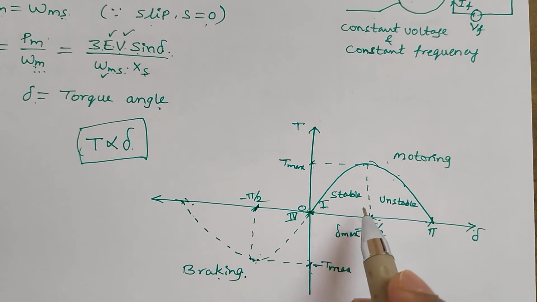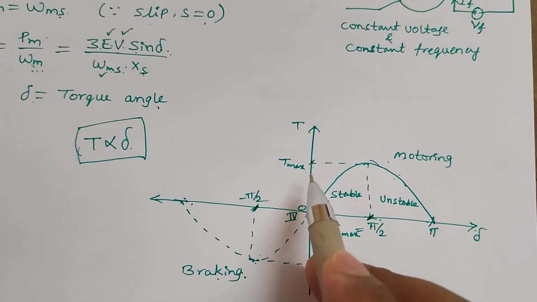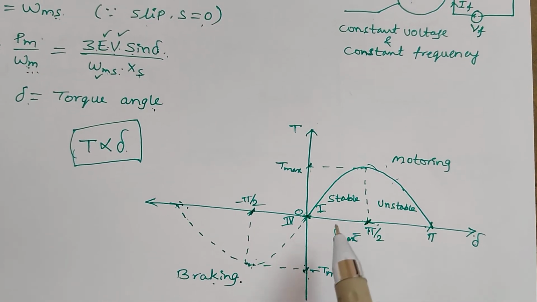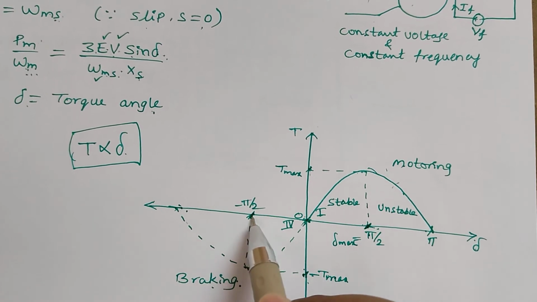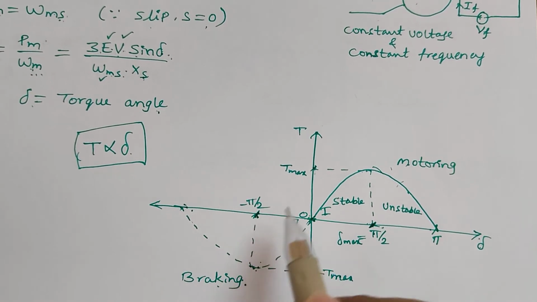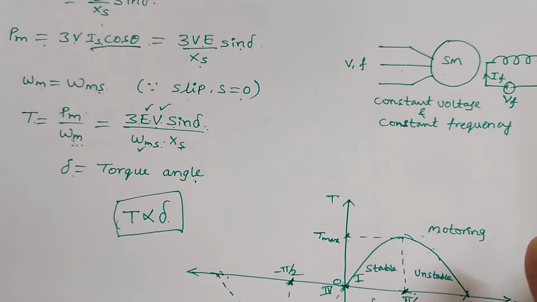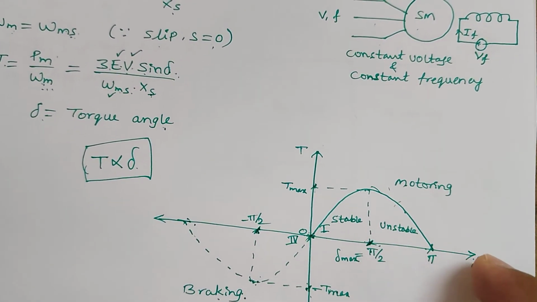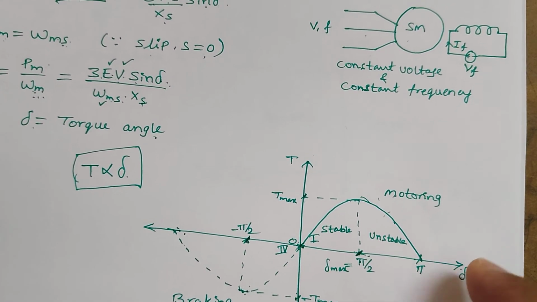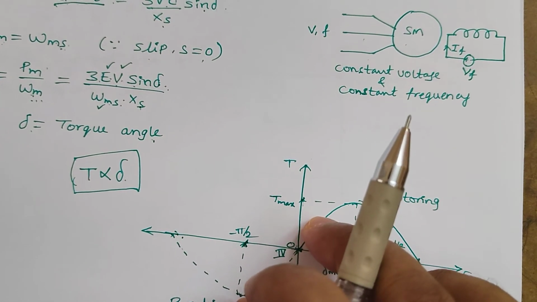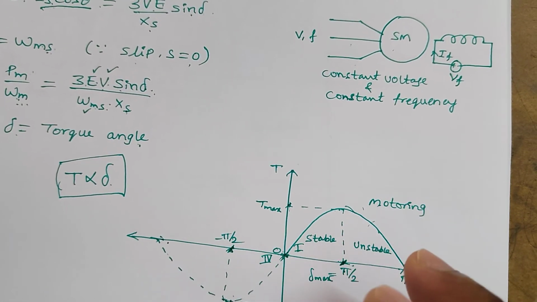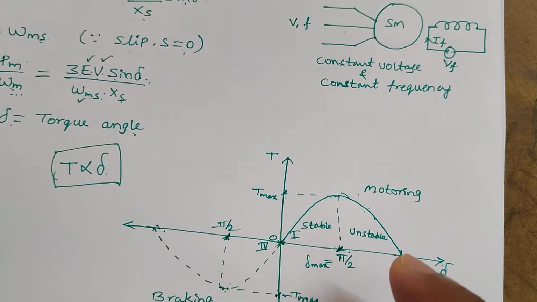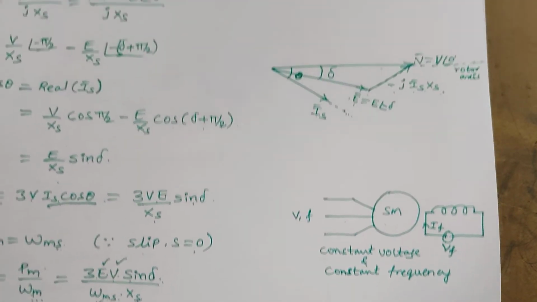The torque also varies between plus T max and minus T max when we vary the torque angle between pi by 2 and minus pi by 2. So this is all about the torque load angle characteristics, because by varying this load angle or torque angle only, we are going to get the various torque characteristics. Earlier, in the induction motor, by varying the frequency we could get the variable speed torque characteristics. But here we need to vary the load angle or torque angle.